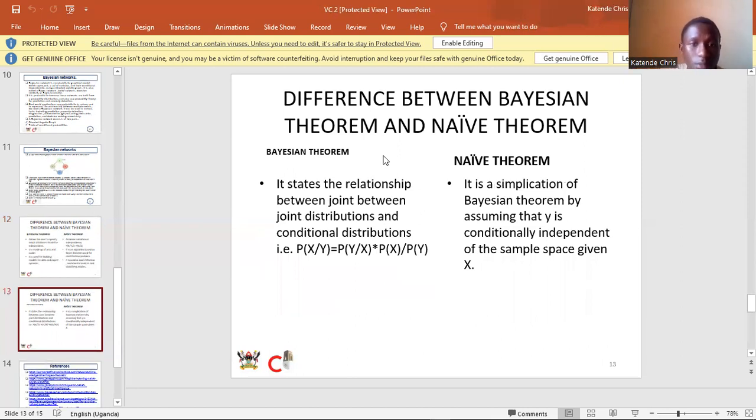The continuation: Bayesian theorem states the relationship between joint distributions and conditional distributions, whereas naive theorem is a simplification of Bayesian theorem by assuming that y is conditionally independent of the sample space given x. This one is below the references.